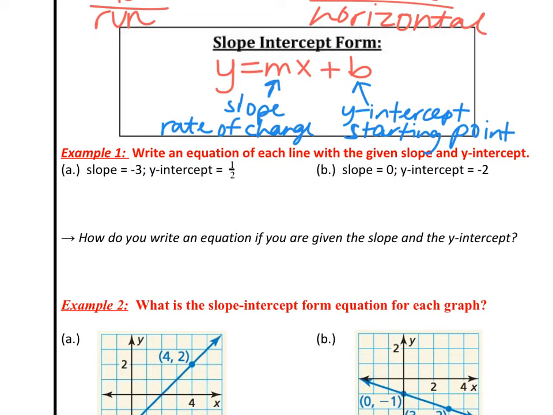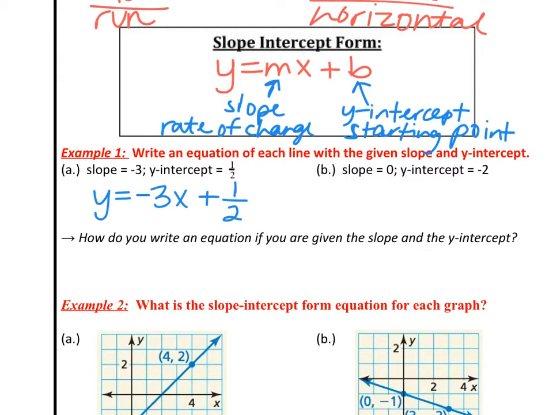Here's what we're going to do. There's 2 examples, so I will do one with you, and then you'll do the second one with your partner or alone. Write an equation of each line with the given slope and y-intercept. I know that the slope goes in front of the x because it happens over and over, we're adding or subtracting the same amount. So that would be y equals -3, goes right next to x. And then the y-intercept goes alone because it's where you start.